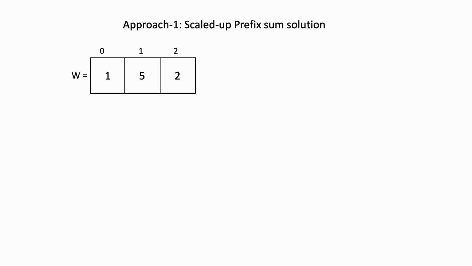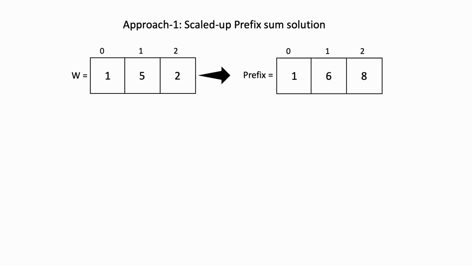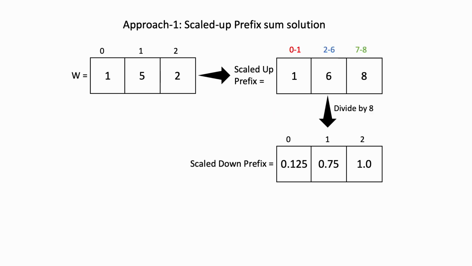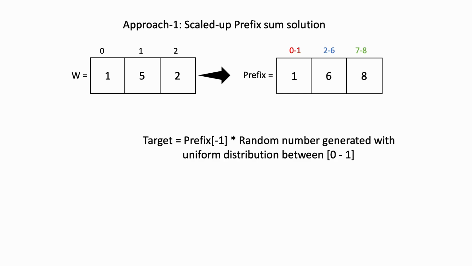We will call this scaled up prefix sum. We will convert the W array to this new prefix array, which is 1 6 8. This new prefix array is a scaled up version of the previous prefix array. The previous prefix array is a scaled down version where number values range from 0 to 1. In the scaled up prefix array, the number values will range from 0 to the sum of all the weights. Now that we have the prefix array, everything else remains the same at a scaled up version.